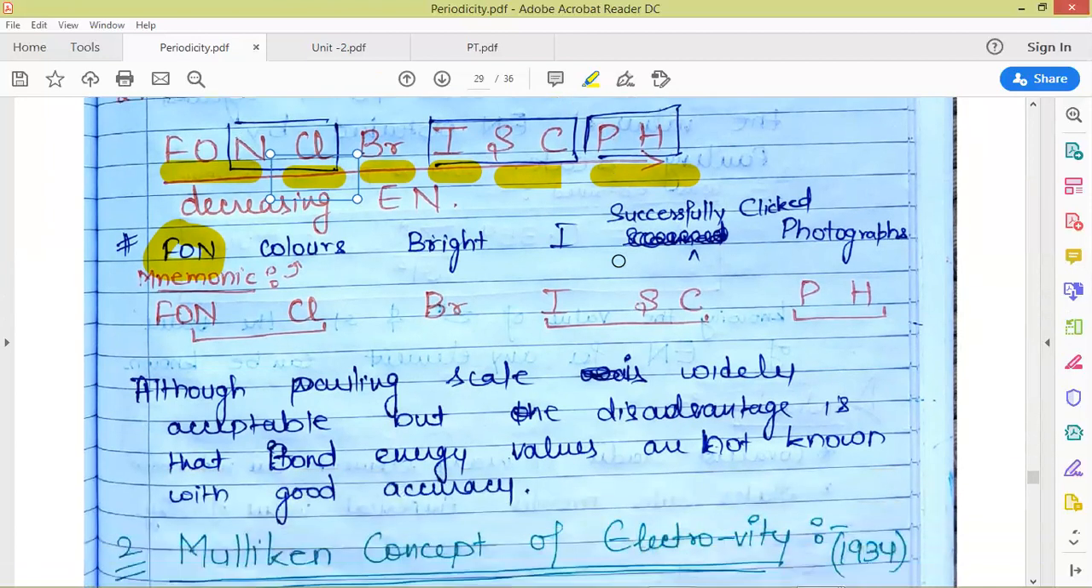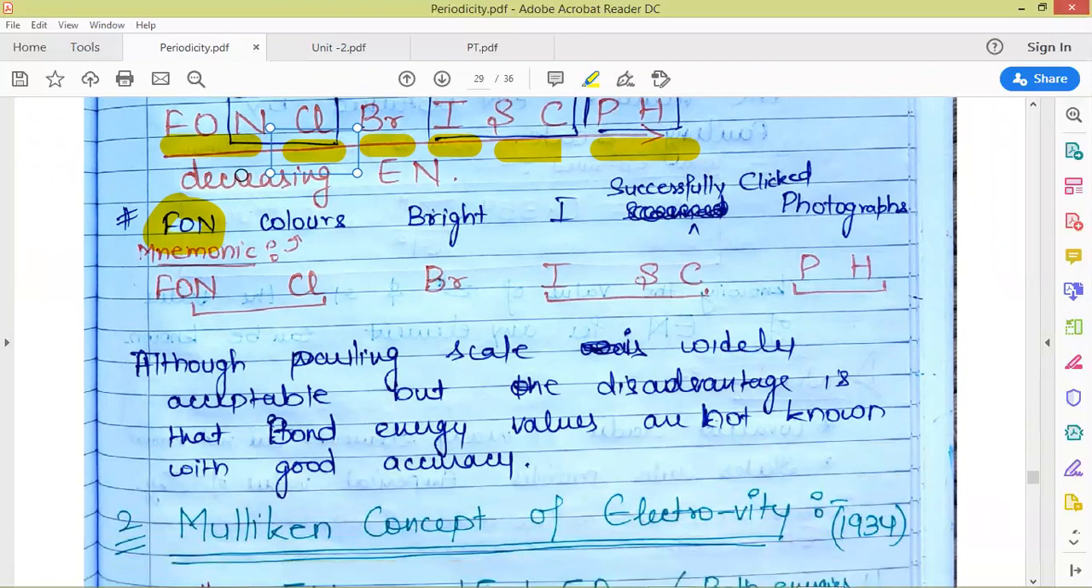So this way you can easily learn the electronegativity sequence, and this is a very important sequence to be memorized as far as your examination is concerned and as far as your competitive exams are concerned.